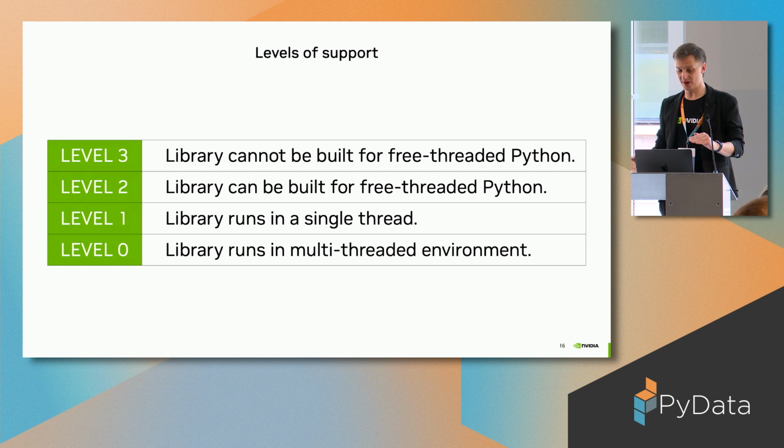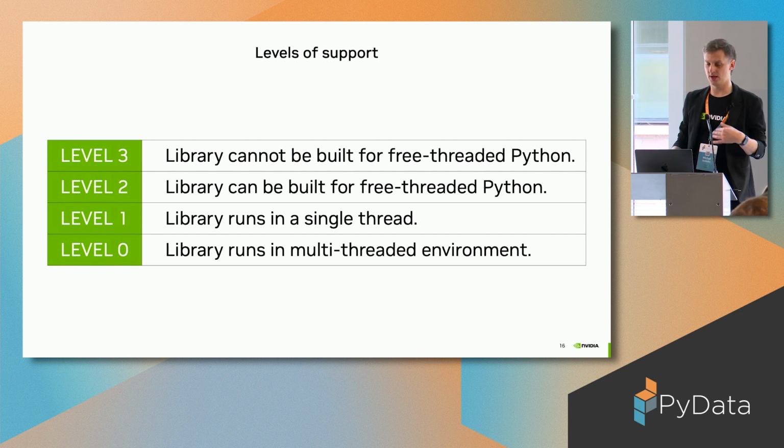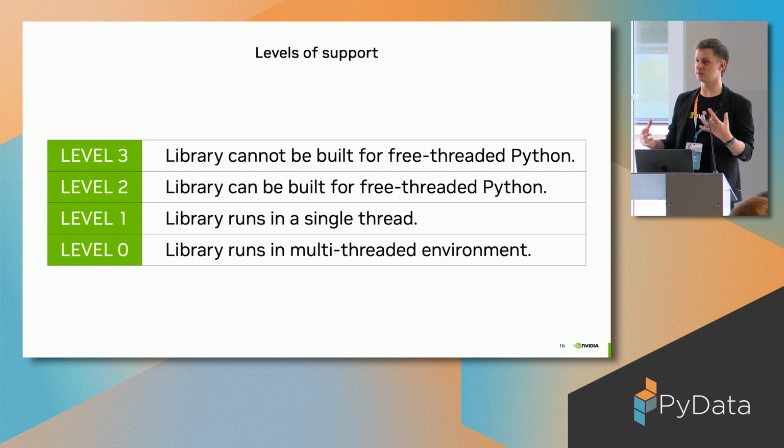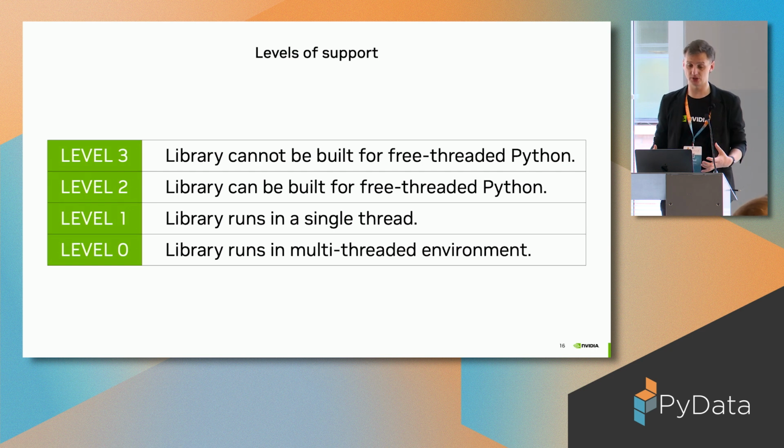The quite simple step is to go from level 3 to level 2. Let's build a library for free-threaded Python. This wasn't always the case. This is a problem with all the dependencies we use for building. However, it can be achieved right now quite easily, because many dependencies, especially binding technologies, are already adjusted to free-threaded Python.